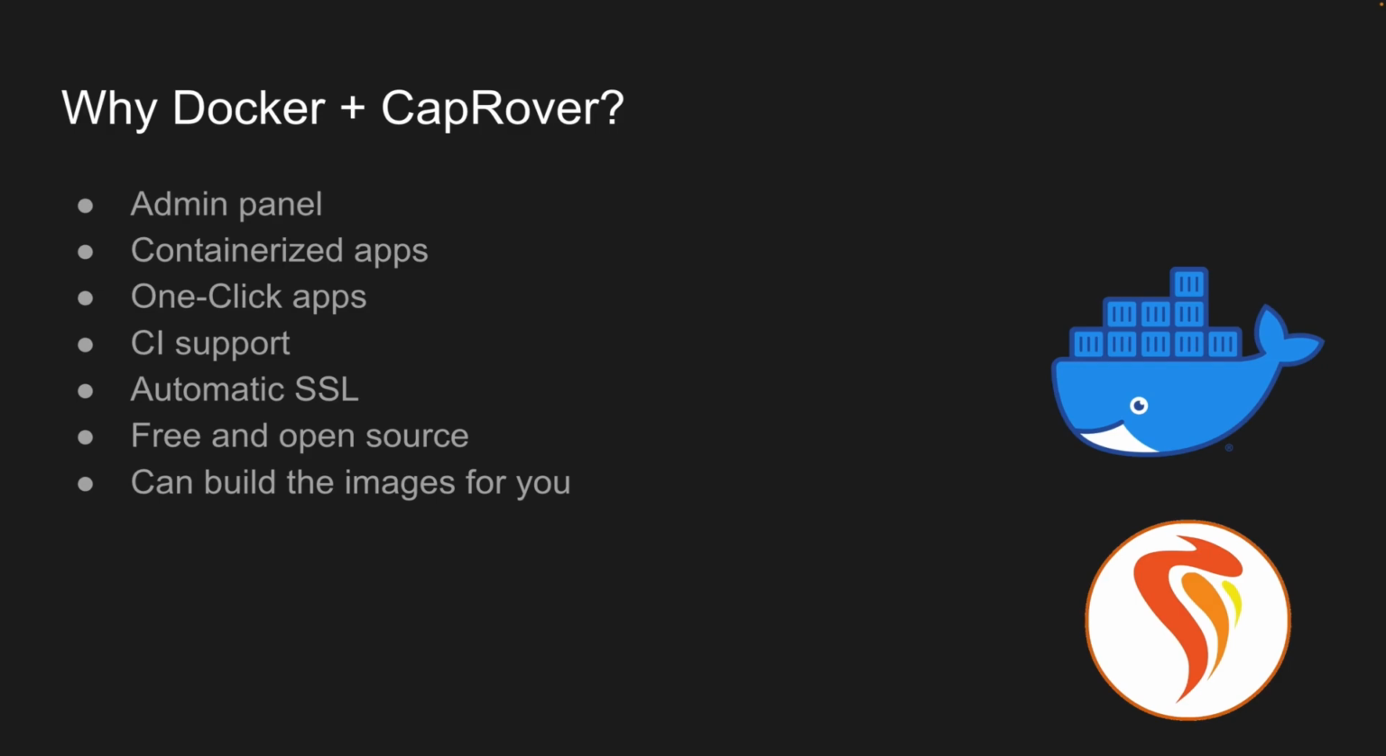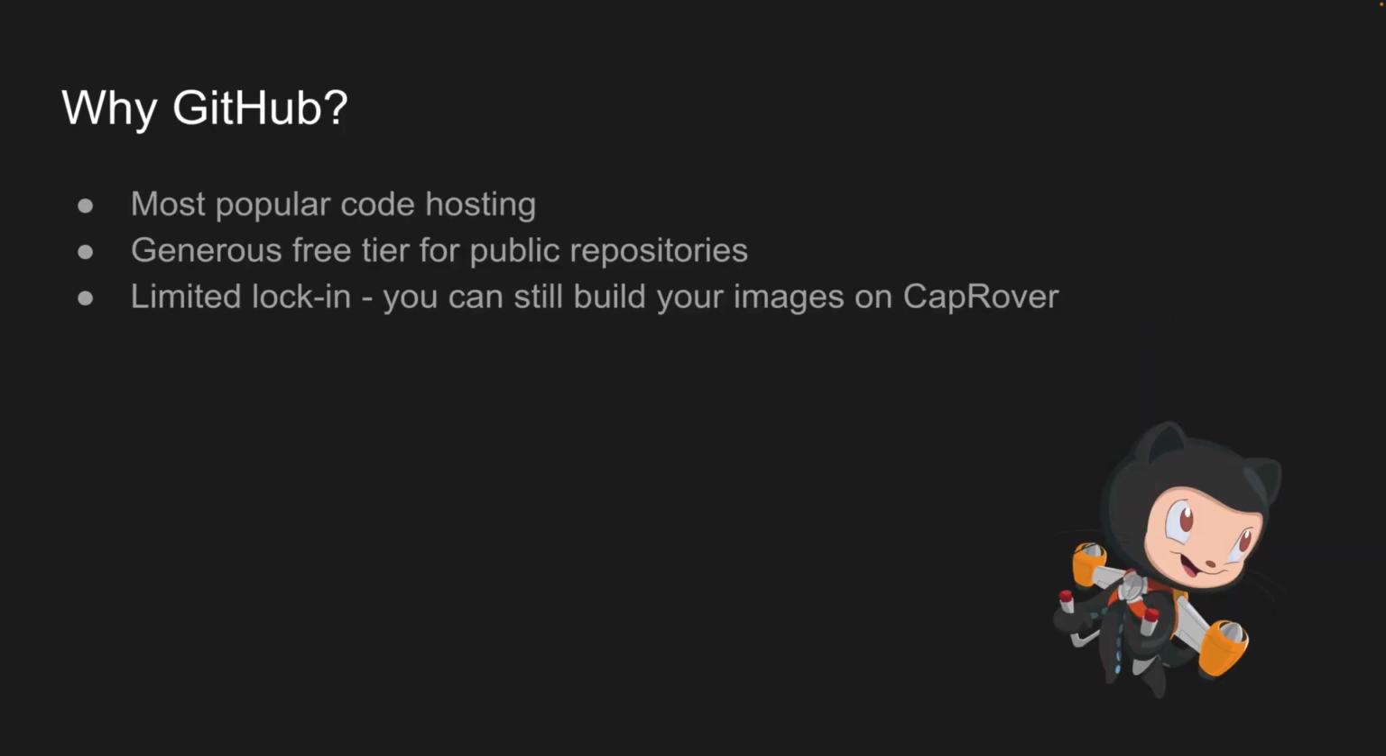CapRover is also free and open source, so it's actually written in TypeScript, so you can even contribute to it if you'd like. And the last reason is that CapRover can actually build images for you instead of using GitHub CI. So even if you don't want to use GitHub CI, you can also use this stack without any other tools. And so why would we use GitHub?